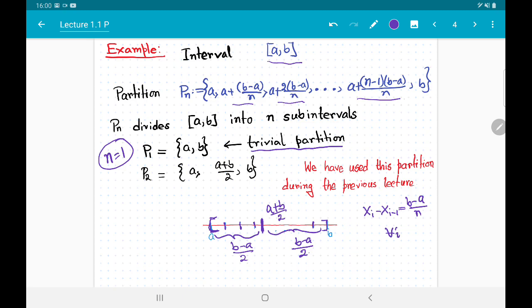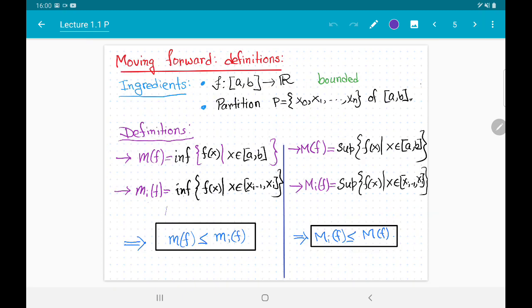Having defined the notion of partitions, we will now create our rectangles, the network of rectangles that we talked about in my previous video. So let's introduce some more definitions here. So here we are going to introduce 4 definitions: small mf, big Mf, small m_i f and big M_i f.